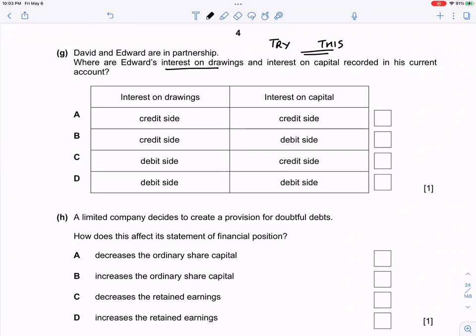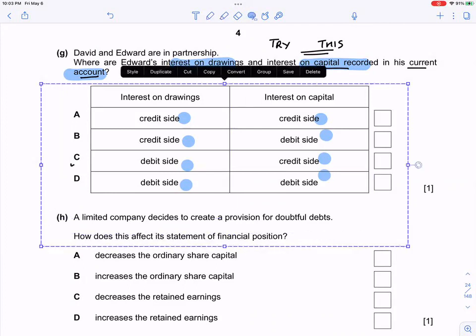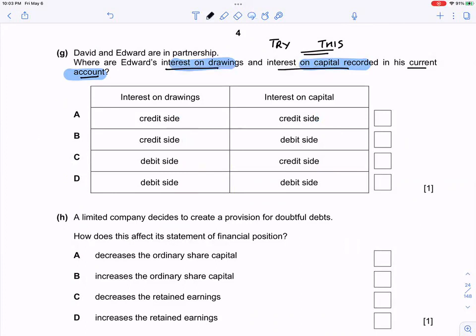Interest on drawings and interest on capital, which is recorded in which account? Current account. Tell me, interest on drawings will be recorded on which side? Interest on drawings is debit side and interest on capital is credit side. So it's C. So which option? Option C. Very well.